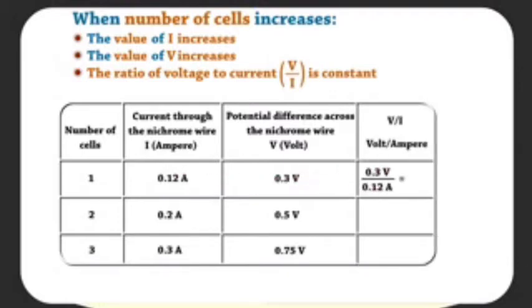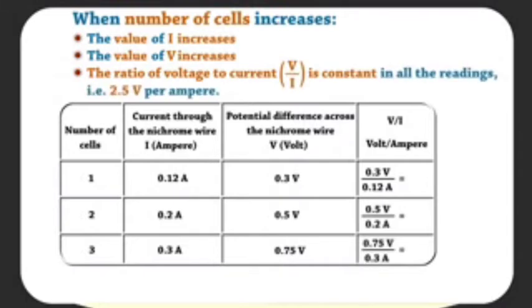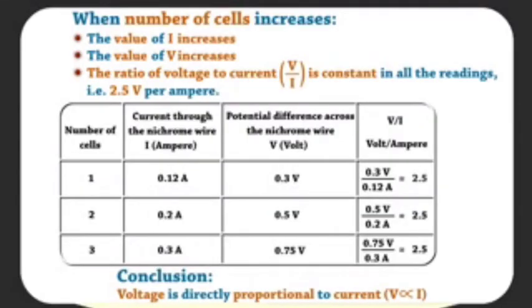Wow, I think you are amazed. Why? Because the resistance for the three readings is similar. It's almost the same. The nichrome wire has a resistance of 2.5 ohms. So here the resistance is constant. Hence we proved Ohm's law. The resistance is the constant, and the variables are voltage and current.